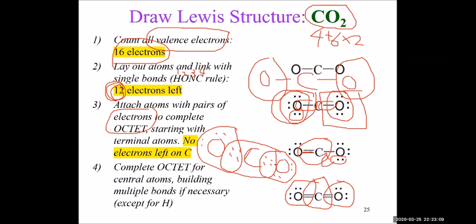Okay, makes sense? Yes. So the target is to complete the outer shell. Correct. The valence electrons are in the outermost shell, and all the atoms become like noble gases by sharing electrons.